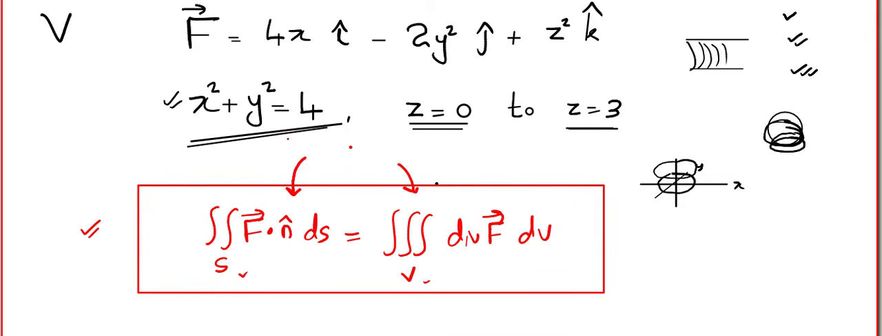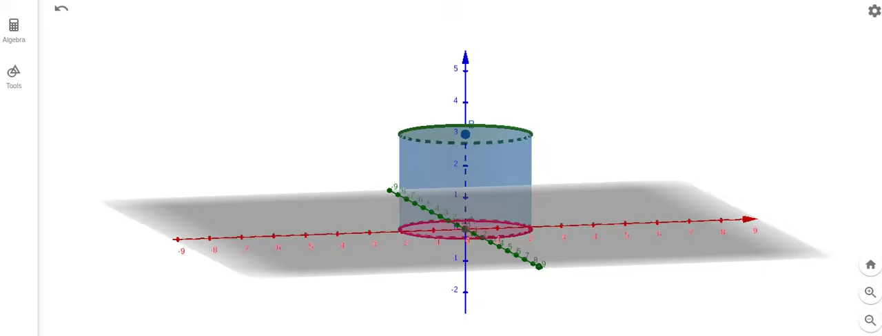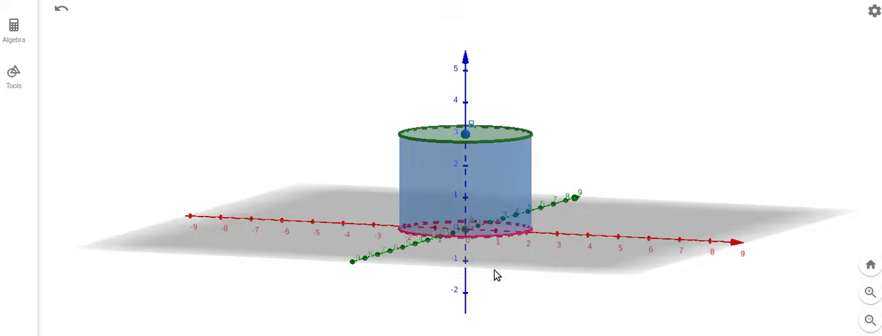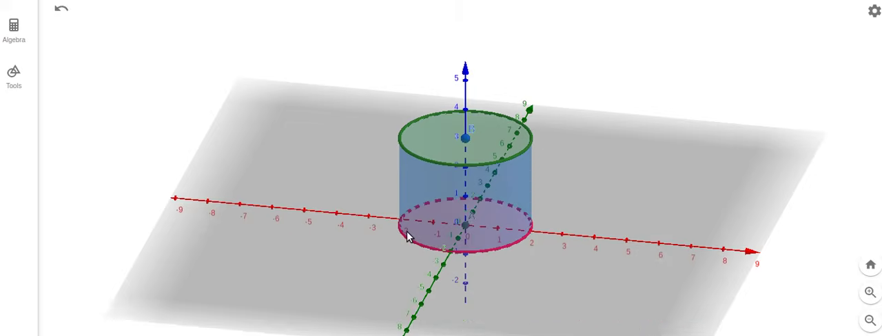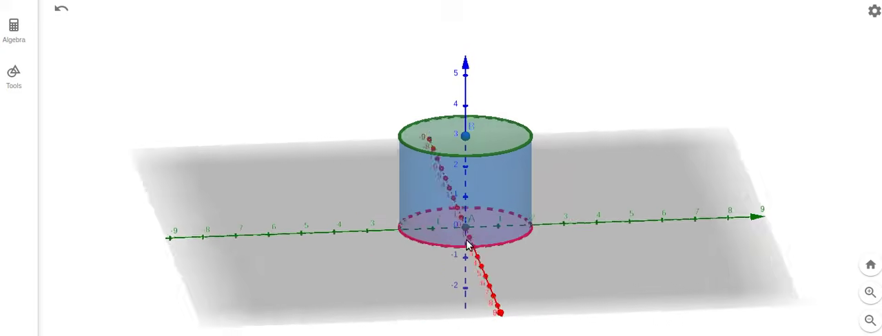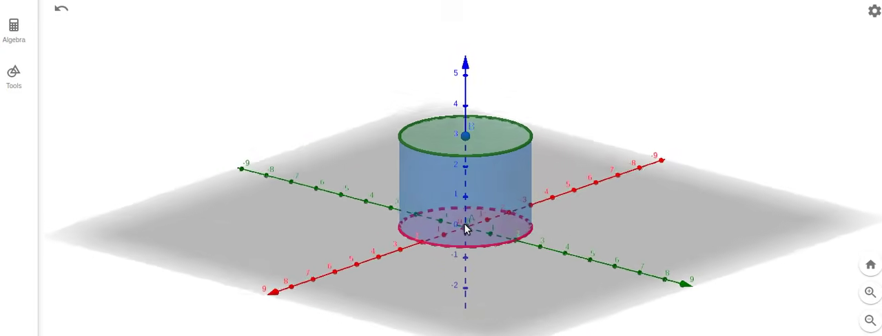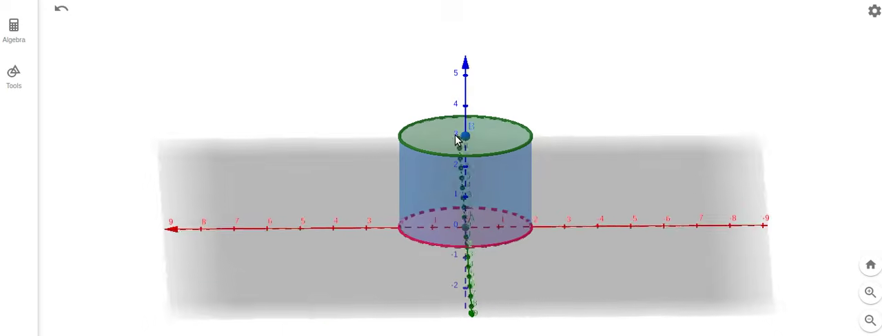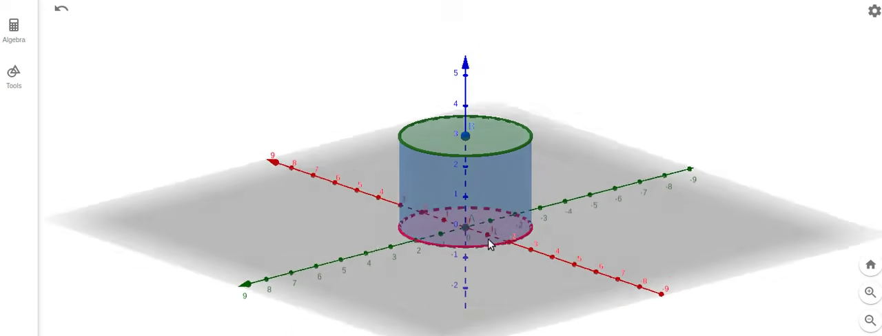So they have given you a cylinder. Now let's go and check the cylinder. Okay, here we have the cylinder. Can you see the red circle at the bottom? It is a circle of radius 2 units. And you can see that the cylinder is made up of many circles, and it varies from 0 to 3. I hope you are able to see.